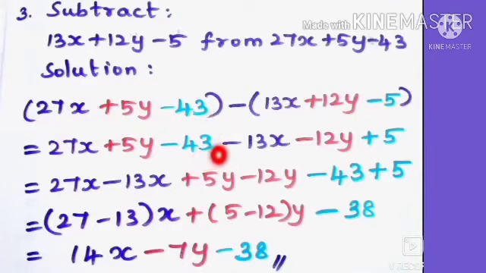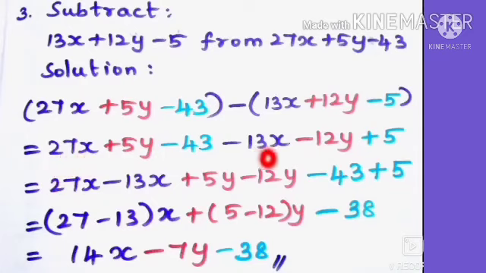So in the next step, by using multiplication of integer rules, the product of two integers with different signs is always a negative integer, and the product of two negative integers is always a positive integer. Same signs positive, different signs negative. So by using this, we get 27x plus 5y minus 43, minus into plus 13x is minus 13x. Minus into plus 12y is minus 12y. Minus into minus 5 is plus 5. And in the next step, we are going to arrange the like terms separately in an algebraic expression.